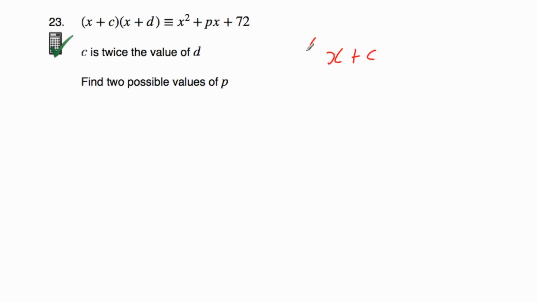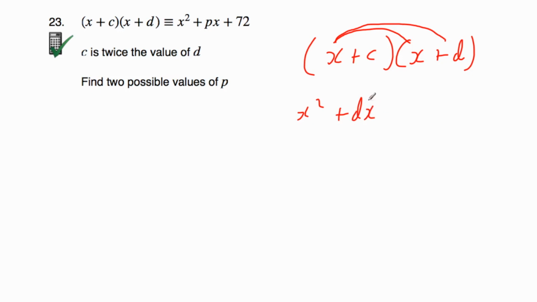So x plus c, and then in brackets x plus d. And let's expand them and see what we get. So x times x is x squared. X times d, so d is a number, so it's going to be plus dx, just putting the number in front of the x. Then c times x, so plus cx, and then c times d would be plus cd. So if we expanded our brackets, that's what we'd get.